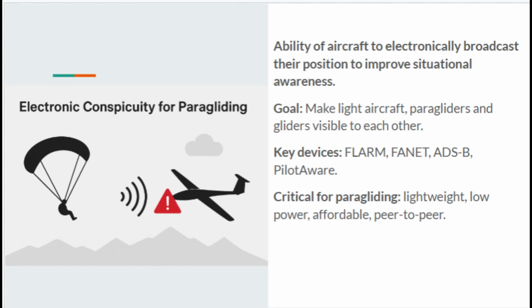The key terms that we use in electronic conspicuity are FLARM, FANET, not so much ADS-B. ADS-B is just about bigger planes, jet planes. And PilotAware used to be used a lot, but not that much anymore, but yes, there's still some around. For us, there are differences in devices. Obviously, for paragliders, they need to be lightweight, consume little power, not big batteries, and it would be nice to be affordable.